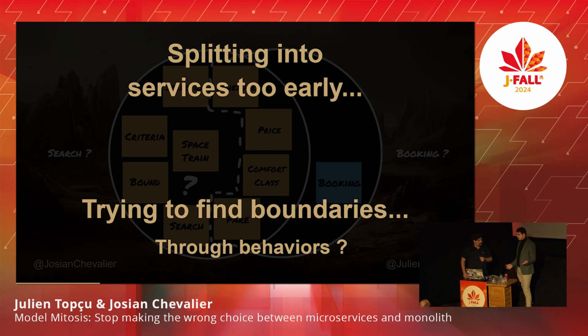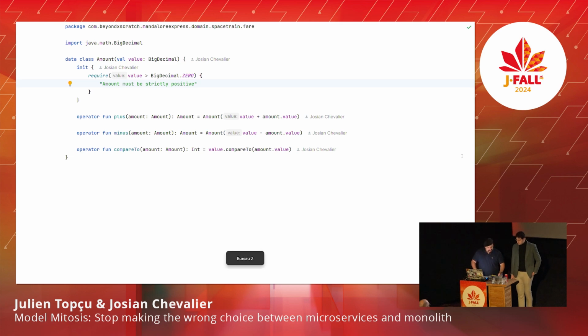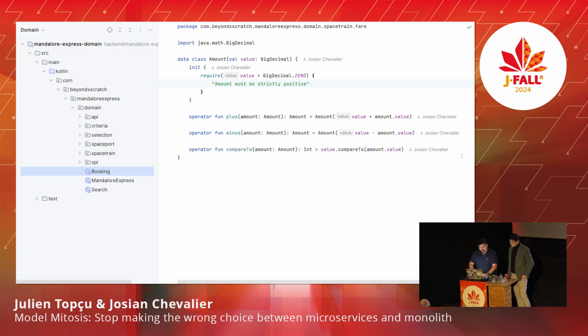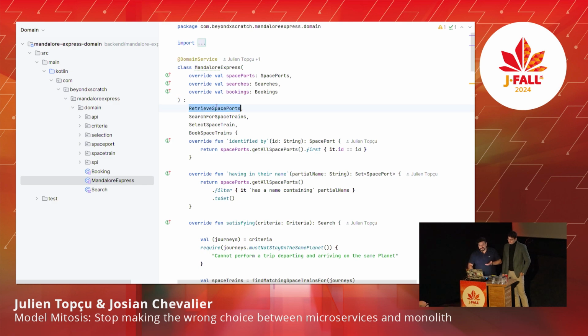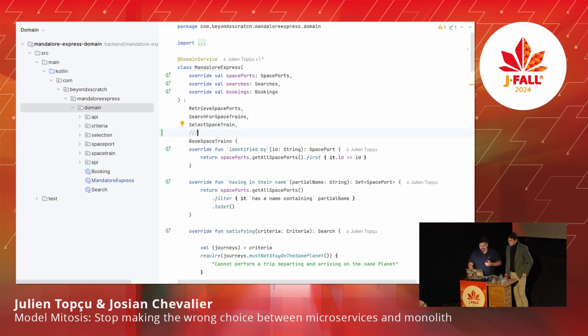Using behaviors to do domain-driven design, I guess this is the way. Like you said, this is the way. So currently, all the behaviors here are implemented in our domain service named Mandalore Express. Mandalore Express because it's the entry point of our application. Exactly. And as you can see here, it implements several interfaces which represent the features of our application. Right, retrieve spaceport, search for space train, and select space train. I know these ones. They were used for the search. Exactly. I just added the book space train behavior here.